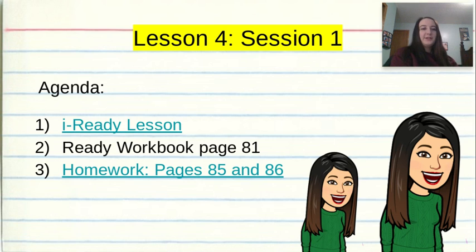Morning. So today we're going to be going over lesson 4, session 1. So that means we should be opening up our Ready workbook to page 81.